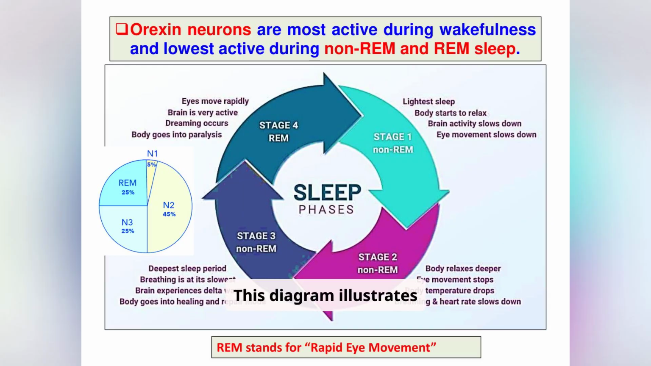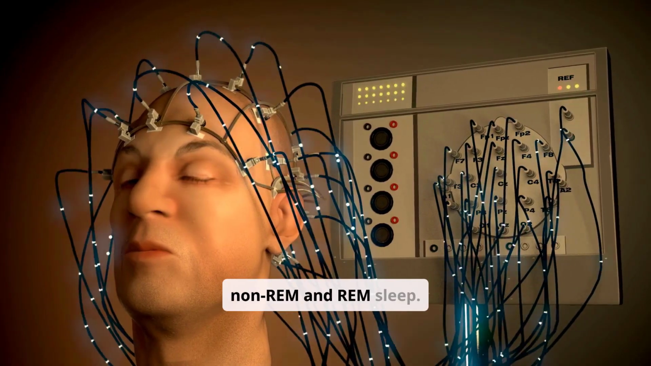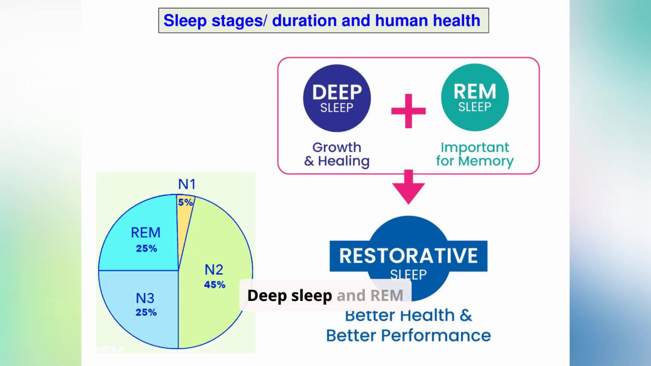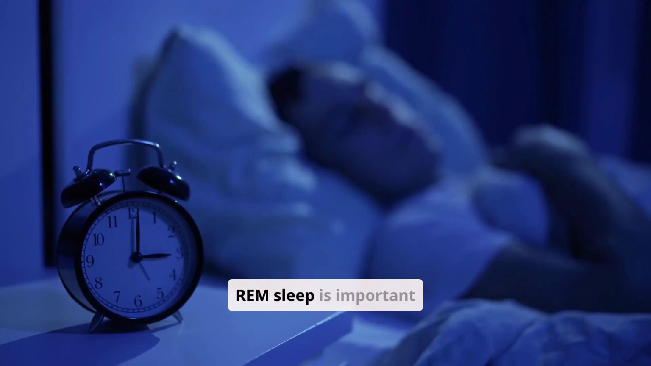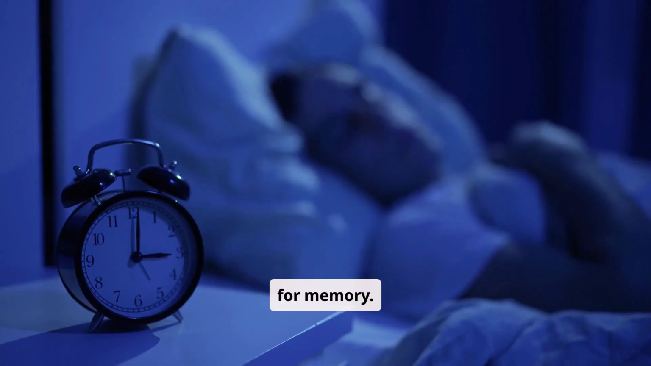This diagram illustrates the sleep phases, highlighting the importance of REM sleep. Orexin neurons are most active during wakefulness and least active during non-REM and REM sleep. Deep sleep and REM sleep are crucial for restorative sleep, leading to better health and performance. Deep sleep is associated with growth and healing, while REM sleep is important for memory.